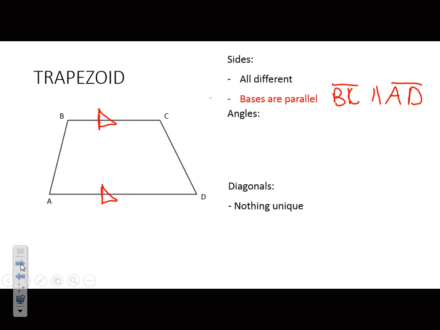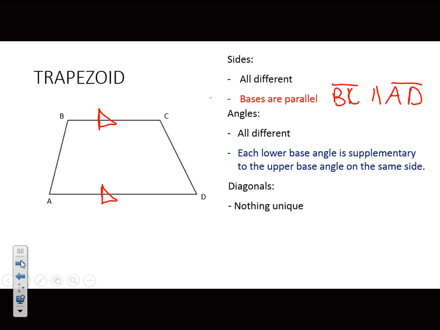Now we're going to move on to their angles. Their angles are also all different. So when we're just talking about a trapezoid, the sides are all different and the angles are all different. Now, each lower base angle is supplementary to the upper base on the same side. So this is really important. We're talking about lower and upper, and they're going to be supplementary.